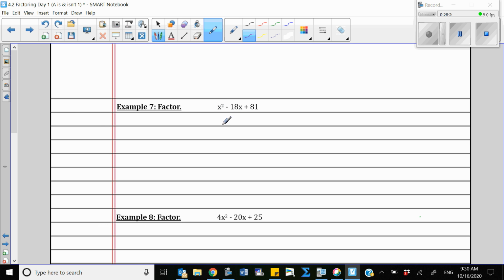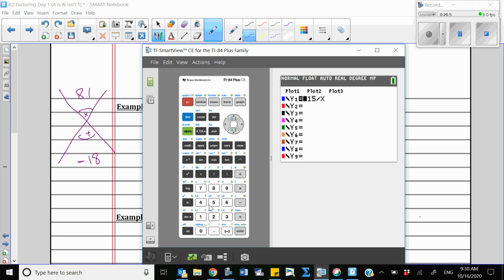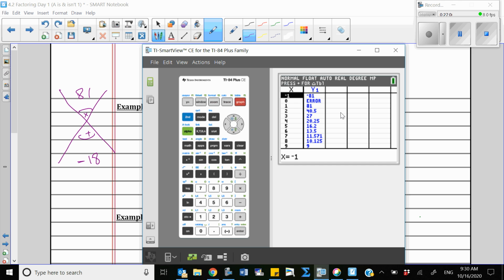x squared minus 18x plus 81. Do I have anything in common between them? No. So on top goes a times c, which is 1 times 81, 81. The bottom goes negative 18. Now I need to find two numbers that if I multiply, I get 81. If I add them, I get negative 18. I'm going to use my calculator this time. Okay, so I need to get 81 divided by x here. Second table.